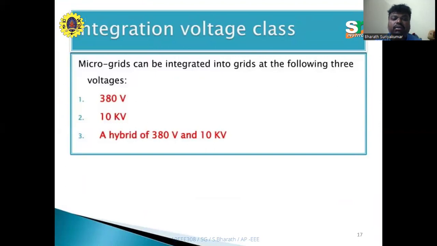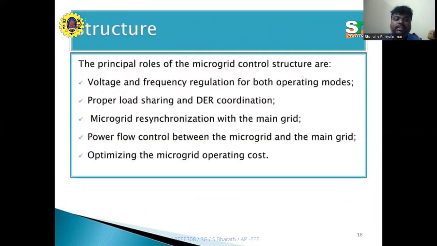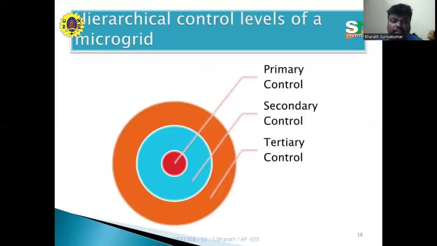Integration of voltage class. Microgrids can integrate into the grid at the following three different voltages: one is 380 volt, second one is 10 kV, and third is a hybrid system of 380 volt and 10 kV. All of these could be possible with the structure. The principal roles of the microgrid control structure are voltage and frequency regulation for both operating modes, proper load sharing and DER coordination, microgrid resynchronization with the main grid, power flow control between the microgrid and the main grid, and optimizing the microgrid operating cost.